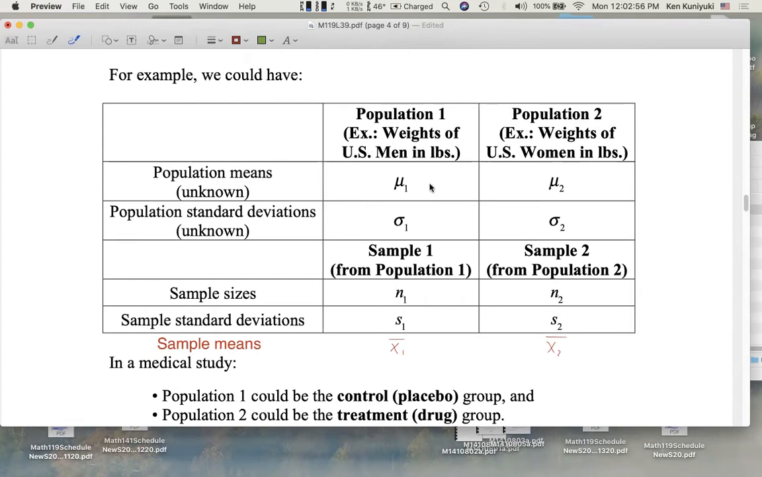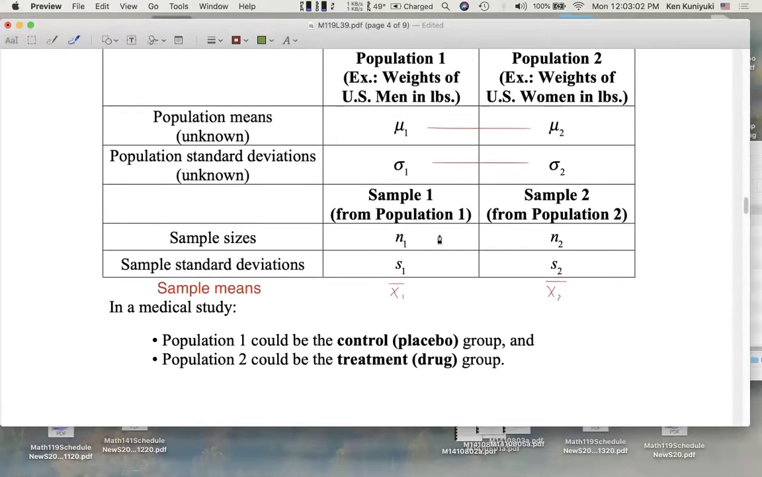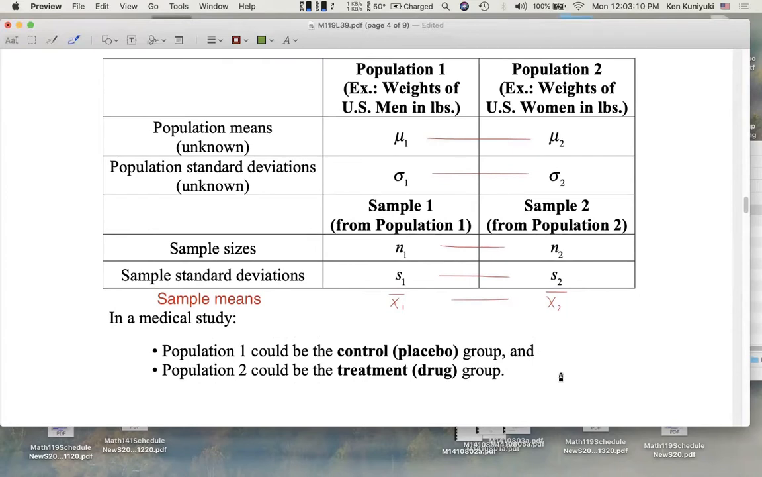These populations could have different means, different standard deviations. And then when we collect samples, we could have different sample sizes, which lead to different sample standard deviations and different sample means. If we're a drug company and we want to test the efficacy of a drug, then we might want to set up a control or placebo group that does not get the drug. And we could have a population, which is the treatment, or the drug group, which does get the drug.